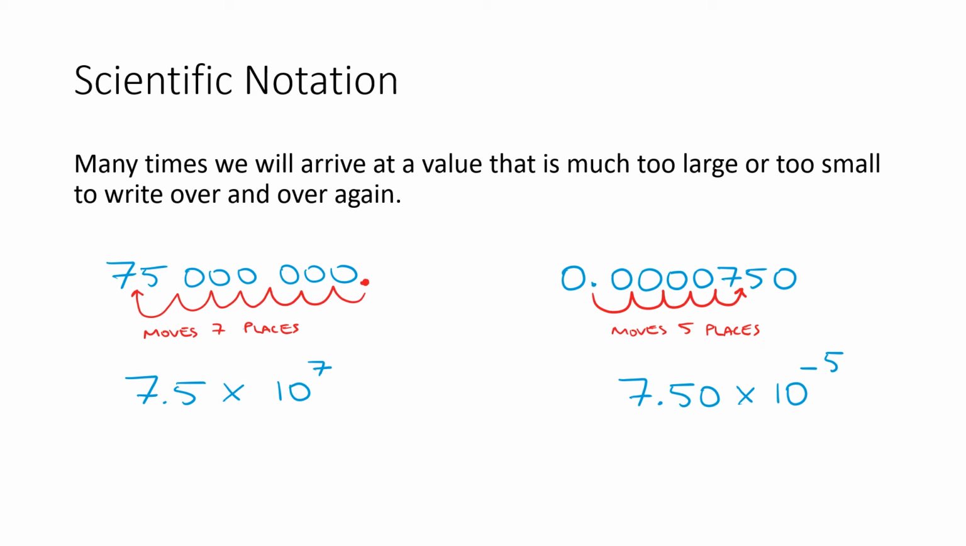7.50 times 10 to a specific exponent. -5. So let's see. So 1, 2, 3, 4, 5. Yep. To the -5. Awesome.